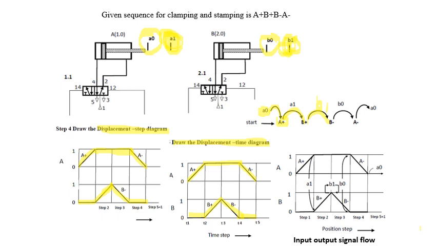That is, cylinder B should retract. When cylinder B retracts, it will generate the B0 signal. The B0 signal will give an input to the valve which is controlling the first cylinder, or you can say the clamping cylinder, so that the first cylinder will also retract back. That is, our cylinder A will retract back.